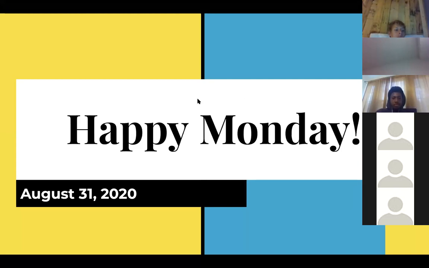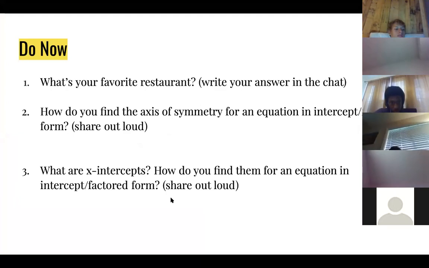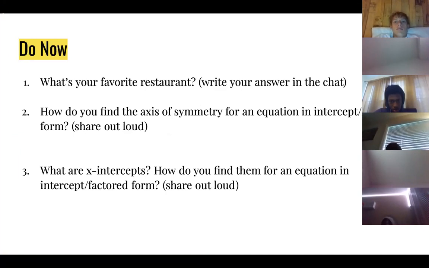Here is your do now for today. You have 3 minutes. So in the chat, go ahead and type in what's your favorite restaurant. And then your 2 share out loud questions today are number 2, how do you find the axis of symmetry for an equation that's written in factored or intercept form? And then number 3, what are x-intercepts and how do you find them for an equation in intercept/factored form? So 3 minutes on the clock.